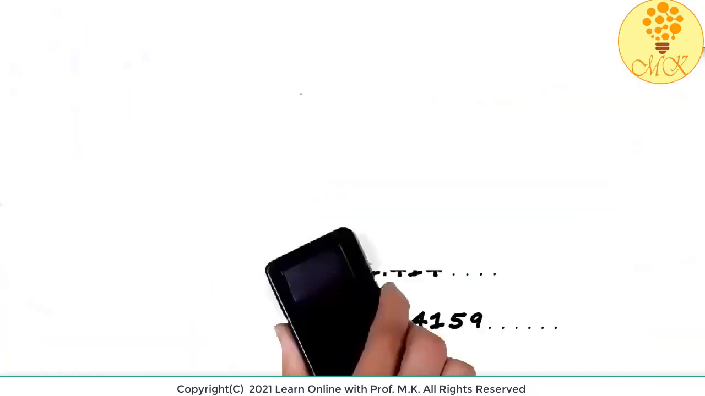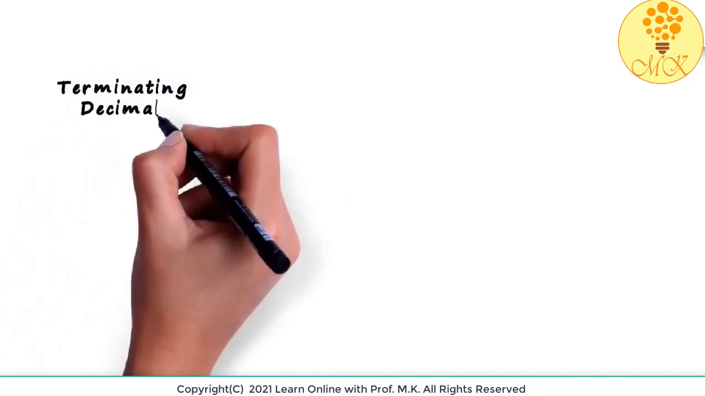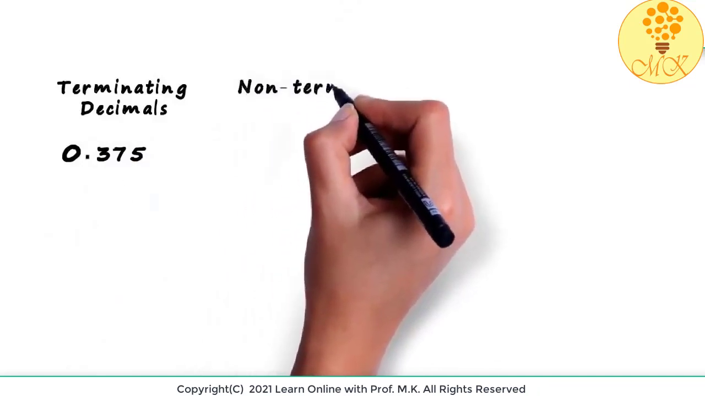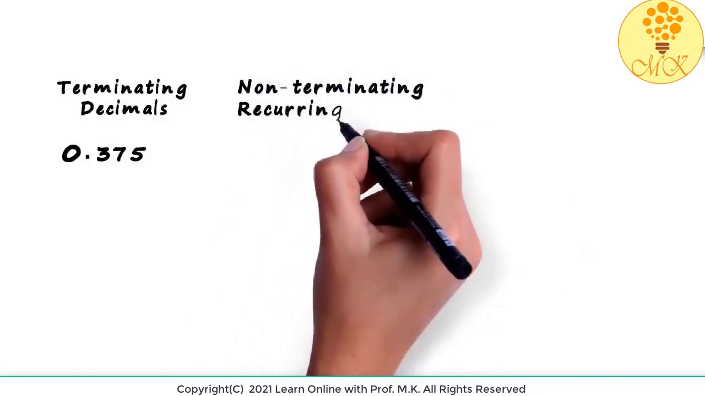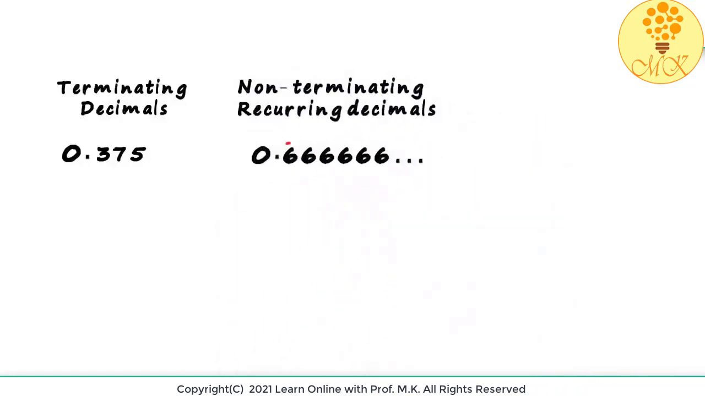Now let's talk a bit about the different kinds of numbers we know. The first kind is numbers with terminating decimals. Numbers like 0.375. The number stops at a point and does not go on and on. Then we have non-terminating recurring decimals. Numbers like 0.6666 and so on. The sixes don't end. It's called recurring since the same number reoccurs, and non-terminating, since it reoccurs infinitely.